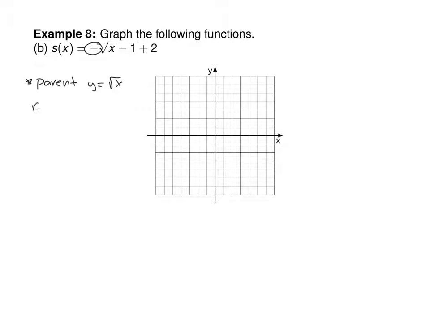So you go reflect over, you go up 2, and then you go right 1, correct? Okay. So here's what the parent looks like.